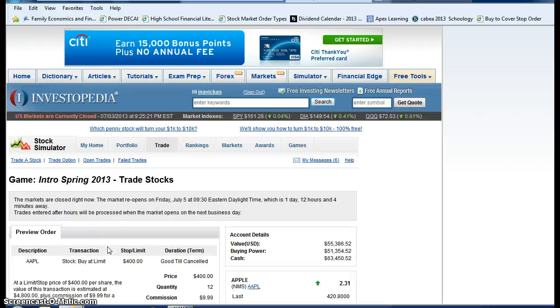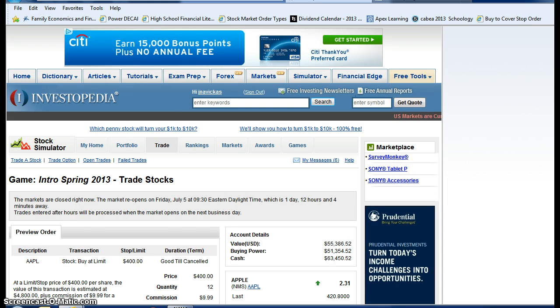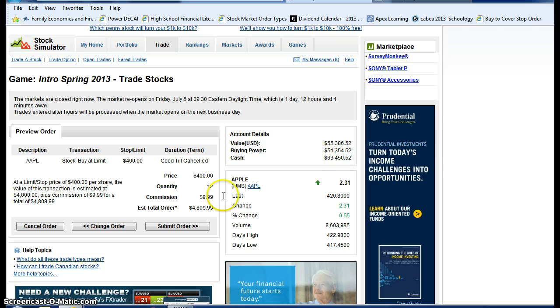And here we go. So here is the trade. Remember I said 4,800, and you have to remember there's a commission every time you buy a stock and every time you sell a stock. You have to pay that commission. So the commission, for this one I set at $9.99. Once I like that, I'm going to hit submit order.